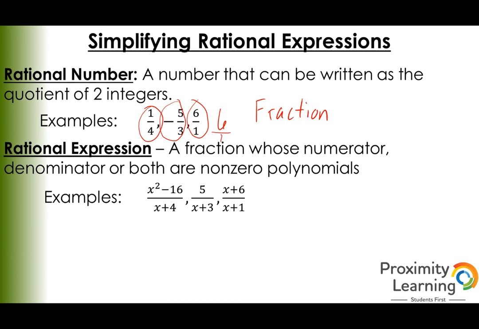Now, what a rational expression is, if a rational number is essentially a fraction, a rational expression is a fraction whose numerator, denominator, or both are non-zero polynomials, meaning you can't have a zero, it's a polynomial. It's what we covered back in chapter 4, so it's just a small continuation of that. So we have x squared minus 16 all over x plus 4, 5 over x plus 3, x plus 6 over x plus 1.